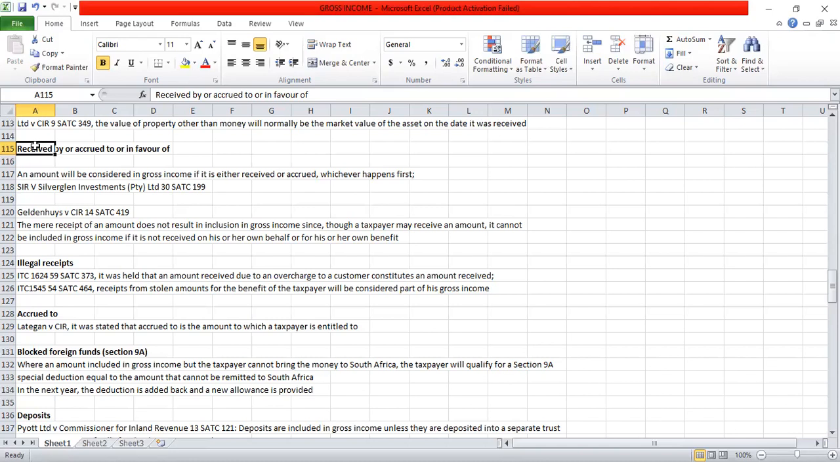So shops that sell on credit, the moment that they sell, the income is now theirs. They are supposed to report the income. According to Silver Glen, an amount will be included in gross income if it is either received or accrued, whichever happens first. So that means prepaid income: if you receive income for 2024 now, you should include it in income, because whichever happens first will determine the inclusion in income.